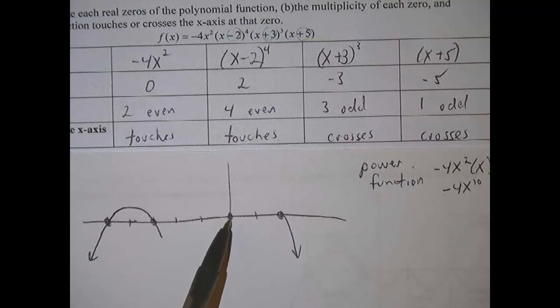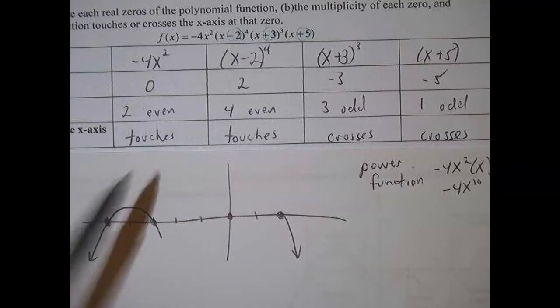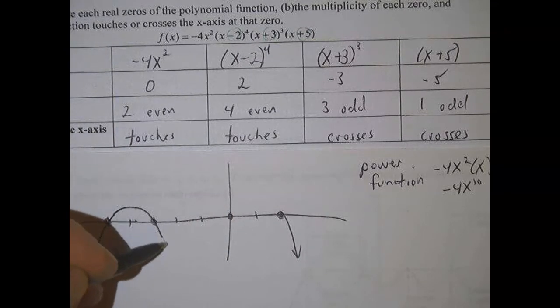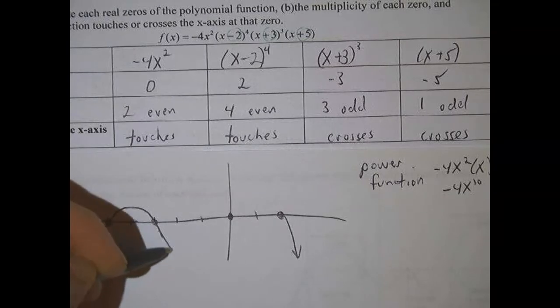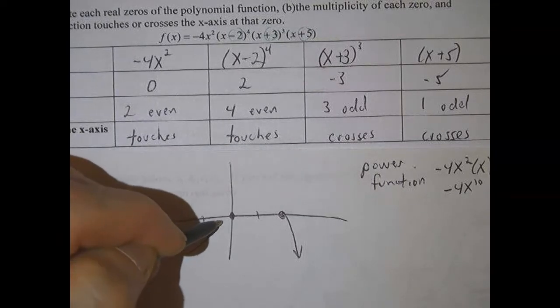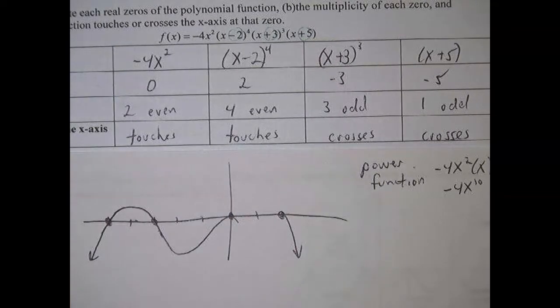There's no point in searching for that point because we already see it there. And we know that at 0, it's going to touch. So it's going to go down. We don't know how far it's going to go down, but eventually it's going to come back up. But it's not going to cross through the x-axis. It's going to touch it. So sometimes think of that as bouncing off the x-axis.